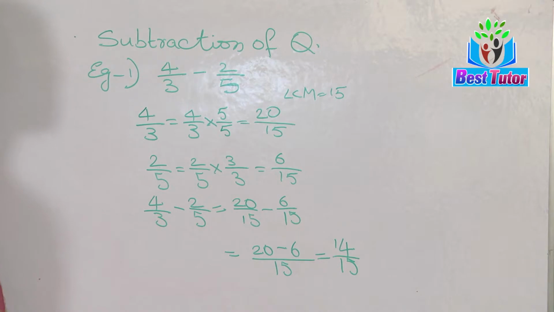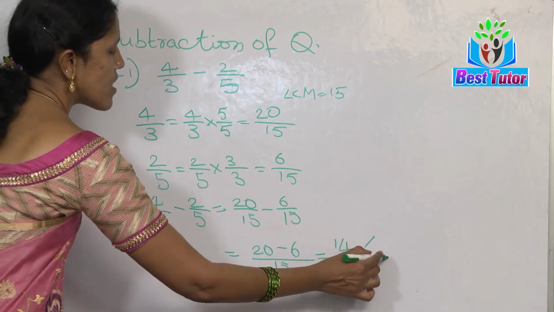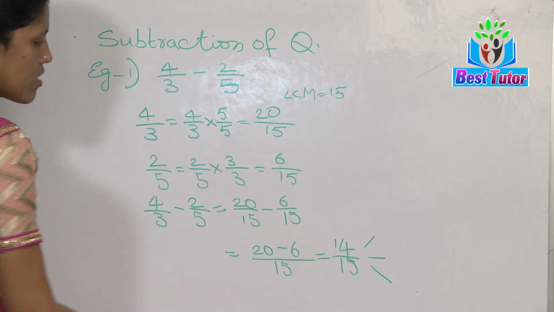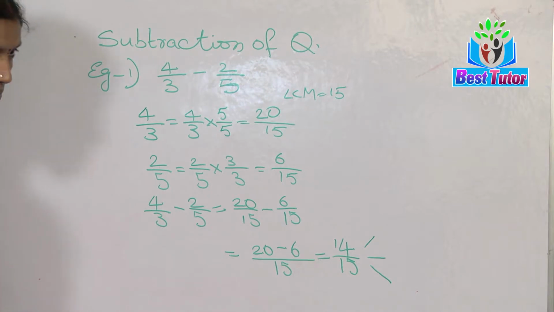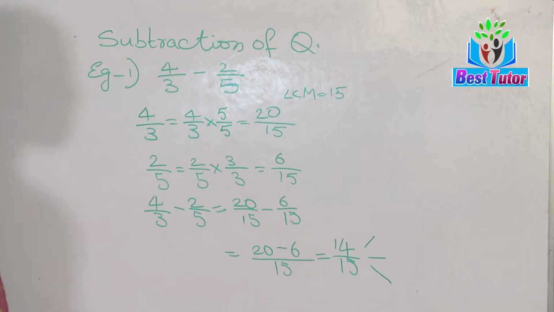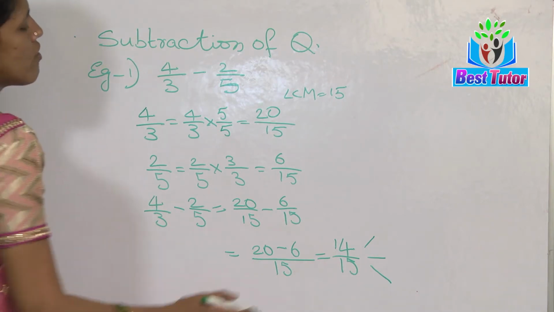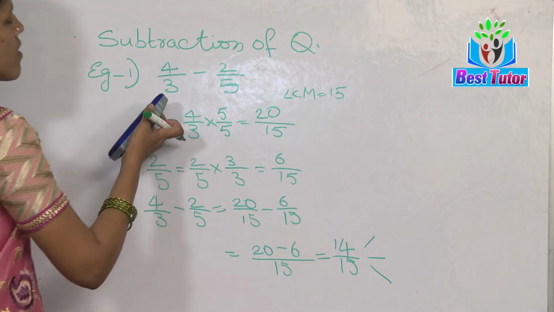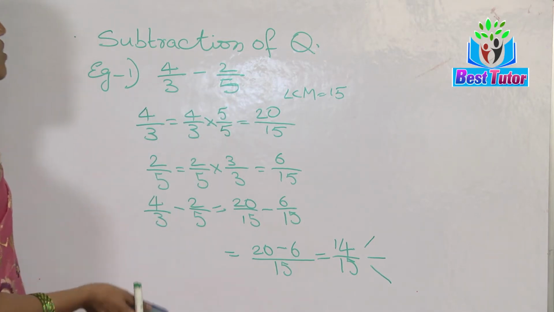Is it a rational number? Does it satisfy all the three conditions? The first condition is it should be in the form of a fraction. Yes, of course, 14 by 15 is a fraction. The second condition, both the numerator and denominator should be integers. 14 and 15 both are integers. Third condition, denominator should never be equal to 0. Here the denominator is 15, which is not equal to 0. Therefore, 14 by 15 is a rational number. Hence, it is also proved that difference of two rational numbers is going to be a rational number.